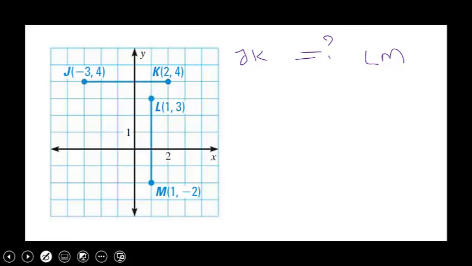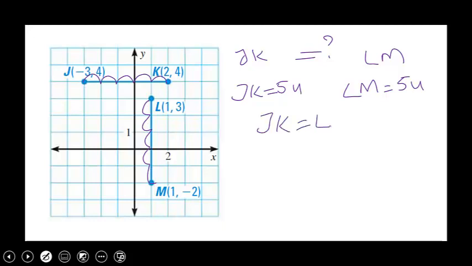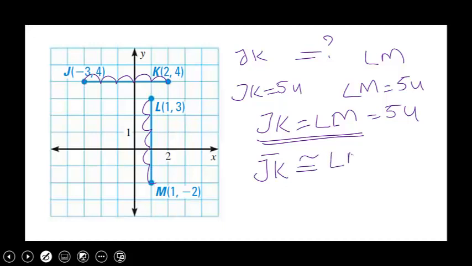Going from J to K, I'm jumping 1, 2, 3, 4, 5. JK is 5 units. Let's do LM. 1, 2, 3, 4, 5. LM is 5 units. So if JK is 5 units and LM is 5 units, then JK is equal to LM, which is equal to 5 units. And since we have this equal statement, we know that the line JK is congruent to the line LM. And we have just proven the statement.